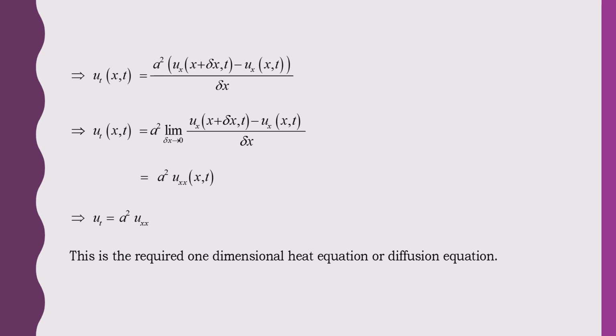This can also be written as u t of x comma t equals a square u sub x x of x comma t, or simply u t equals a square u x x. This equation is our required one-dimensional diffusion equation. This equation is called one-dimensional heat equation also.